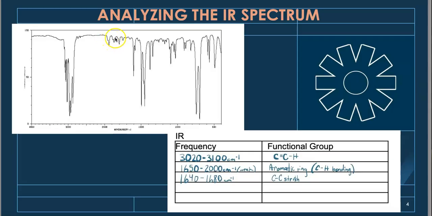These weak peaks at the top, around 1650 to 1500, represent carbon single bonds of an aromatic ring. And then over here we have some medium peaks at 1640 to 1680, and those are some standard carbon-carbon single bond peaks.